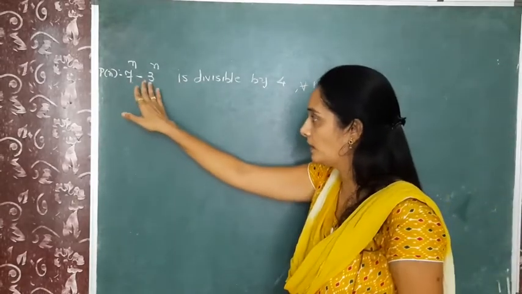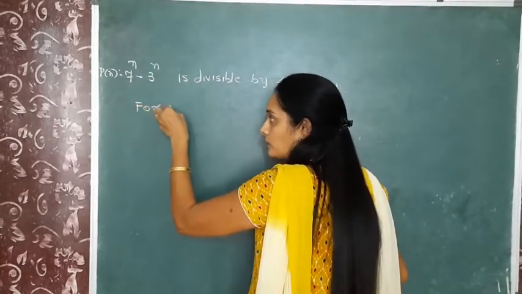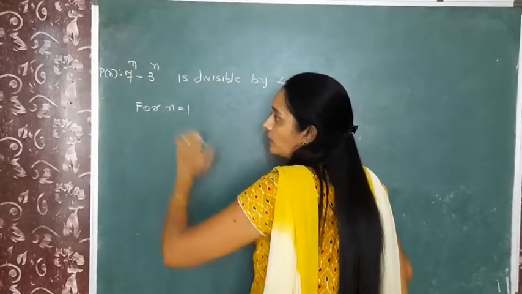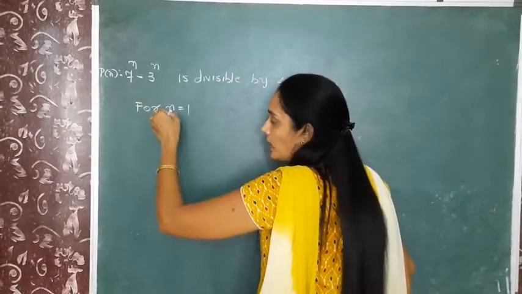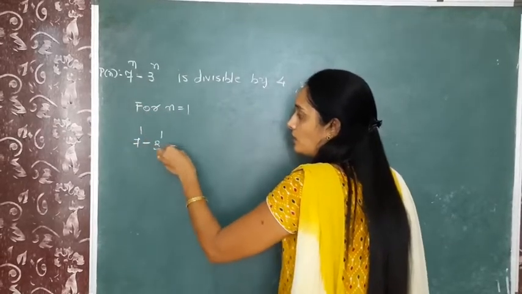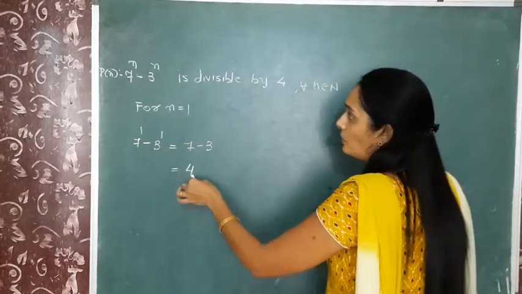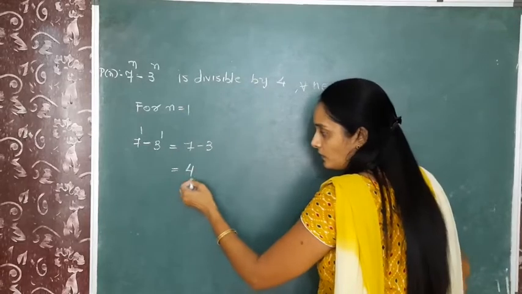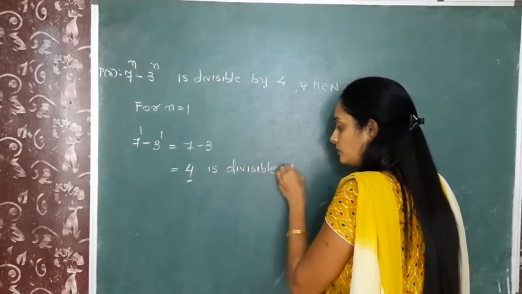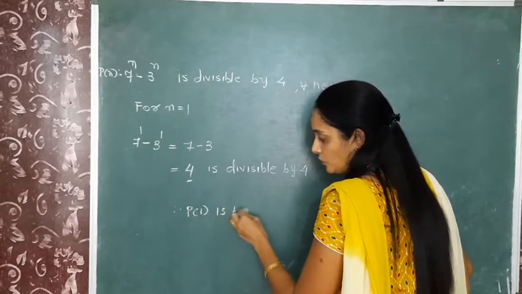First we prove this statement is true for n is equal to 1. So we substitute n by 1. Here in the statement we can write n is equal to 1, so 7 raised to n minus 3 raised to n means 7 minus 3 is equal to 4. And we know that 4 is divisible by 4. Therefore, P1 is true.